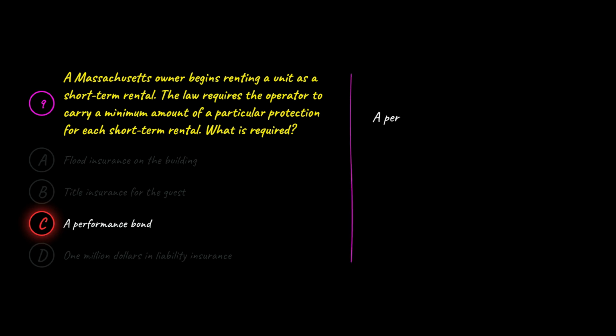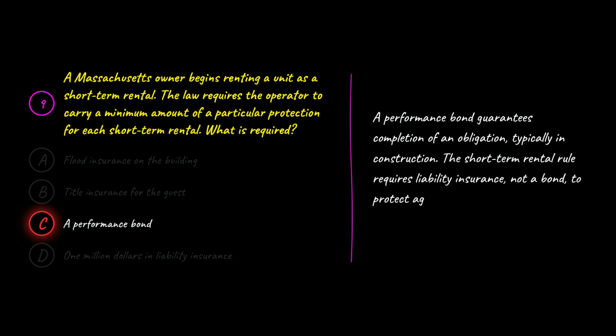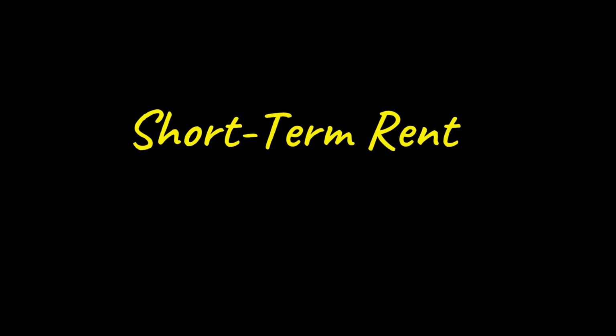C is wrong because a performance bond guarantees completion of an obligation, typically in construction. The short-term rental rule requires liability insurance, not a bond, to protect against harm to others during a stay.